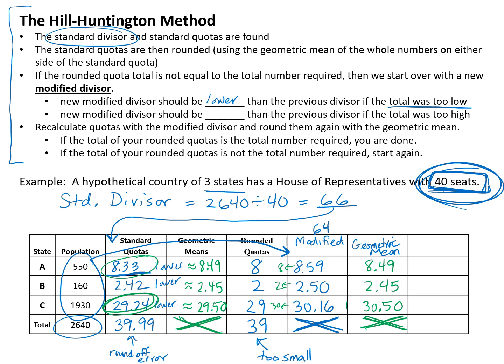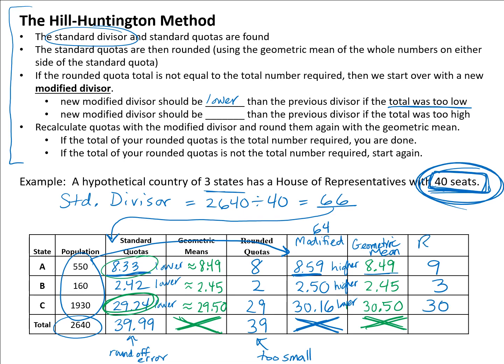So now, let me erase some of my markings here so we can clearly see the modified quotas. And what we're going to do is judge whether we round. So 8.59, is that higher or lower than the geometric mean? Well, it's higher. When it's higher, you round up. So we're going to go up to 9. 2.50 is also higher than its corresponding geometric mean, so we go up to 3. And our final value of 30.16 is lower than the geometric mean of 30.50, so it rounds down to 30.